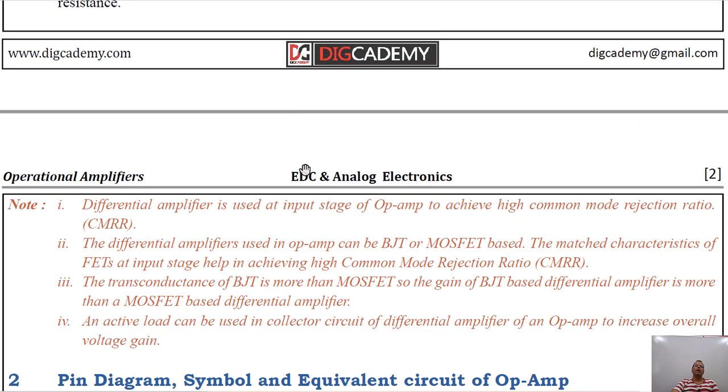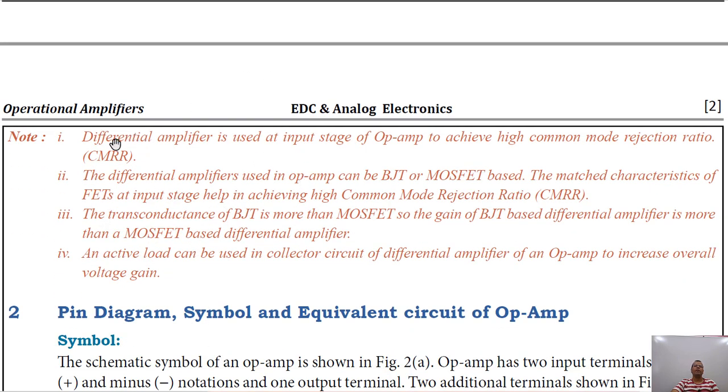Now few key points of this topic, that is first topic. Number one, differential amplifier is used at input stage to achieve high common mode rejection ratio. We have already discussed about common mode rejection ratio in differential amplifier. That is basically the ratio of the differential mode gain to common mode gain. So the purpose of differential amplifier at input stage is to have high common mode rejection ratio.